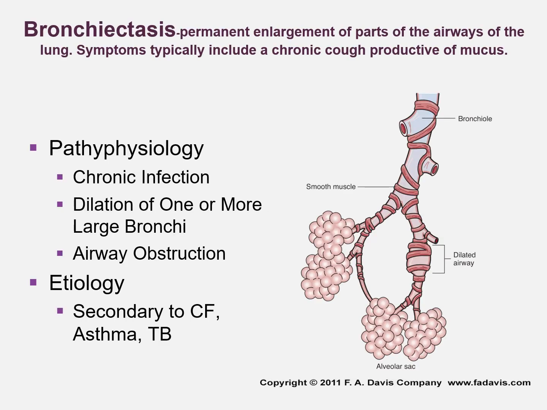Bronchiectasis. In bronchiectasis, we have enlargement of the airways in the lung. Symptoms typically include a chronic cough and excessive production of mucus. These patients will appear with chronic infections, dilation of one or more large bronchi, and airway obstructions due to the excessive mucus production. Patients who typically present with this are those with cystic fibrosis, asthma, and tuberculosis.